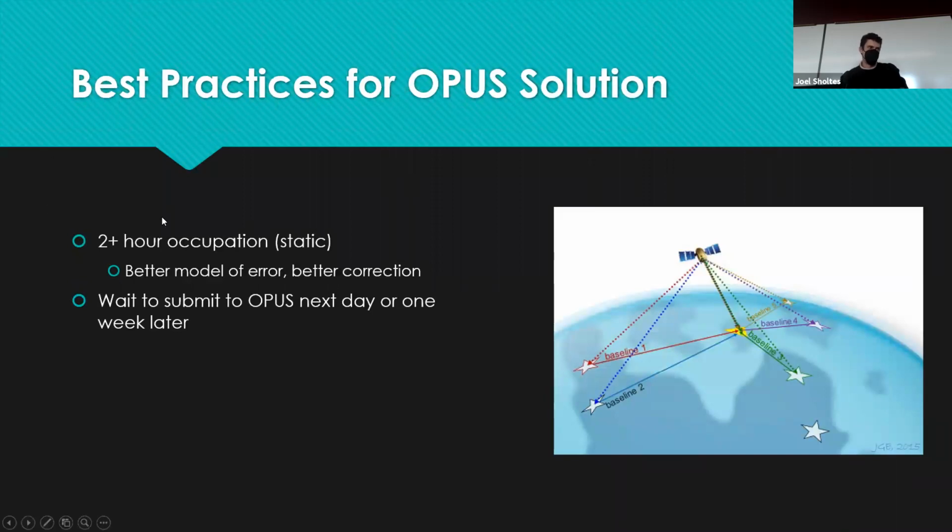So for our static solution, at least 2 hours. Best practice is 6 to 8. We get a better model of error and better correction over time. You also want to wait to submit to OPUS the next day, or 1 week later, even better. That's because it's had more time to post-process. The system's constantly creating these error models and giving you better solutions. So you can't just do it the same day. You have to come back later after it's had time to crunch the numbers.